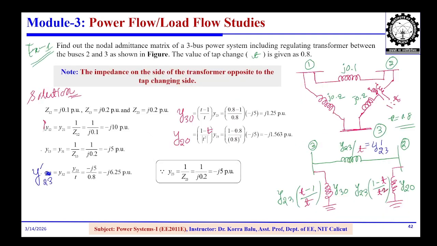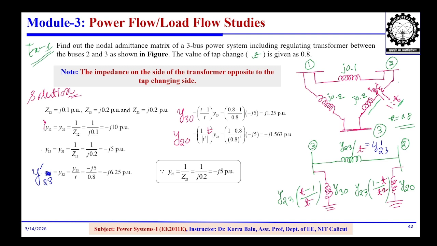So let's see the problem. The line is given with the regulating transformer, and we'll see the condition: the tap changing is given opposite of the given line admittance. Then we'll follow the equivalent circuit, y23 divided by t. When the tap changing is given opposite to the given line admittance, you can follow the equivalent circuit representation in terms of the pi model.